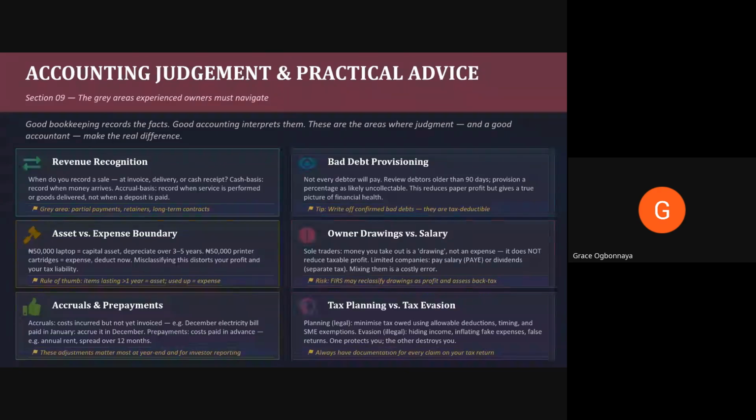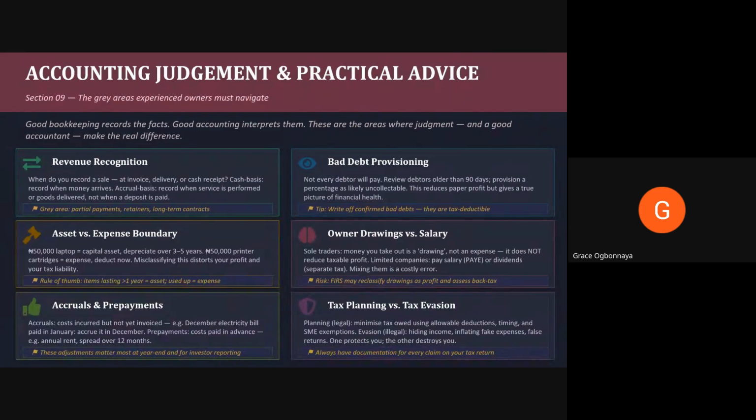Accruals and prepayments. Accruals basically means these are costs that you have incurred, but there's no invoice for it. December electricity bill is paid in January. But when did you incur the cost? When did you use the electricity? You used it in December, but you're going to pay for it in January. Prepayment is basically paying in advance. So you have not enjoyed the benefit, but you have already paid for it. So how to record this is between you and your accountant.